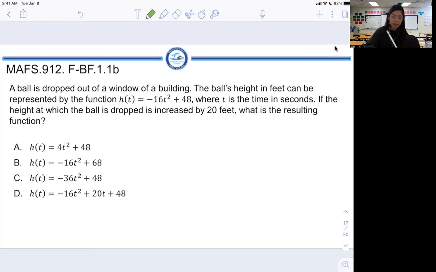Okay, so if the height at which the ball is dropped is increased by 20 feet, let's put that into mathematical terms. If the height, what is that value on a graph, the height at which the ball is dropped? Increased by 20 feet, so maybe. And t equals 7 seconds, so.